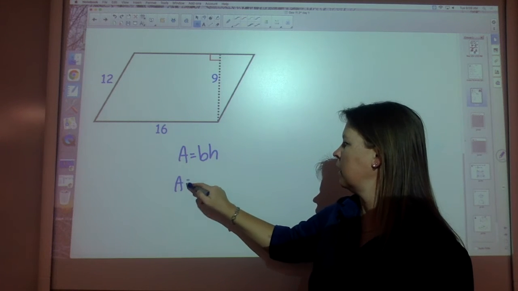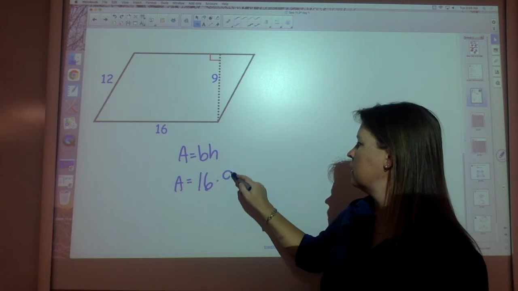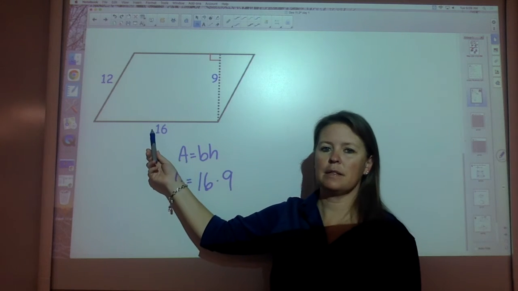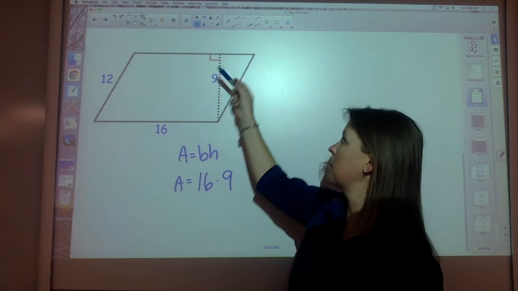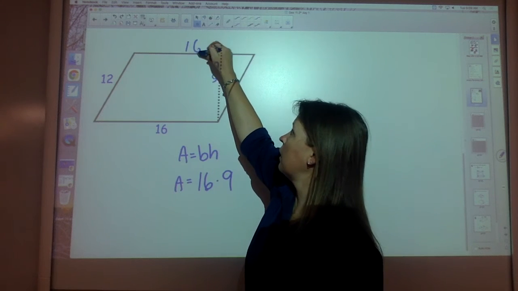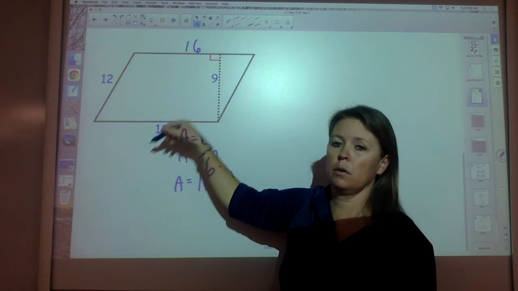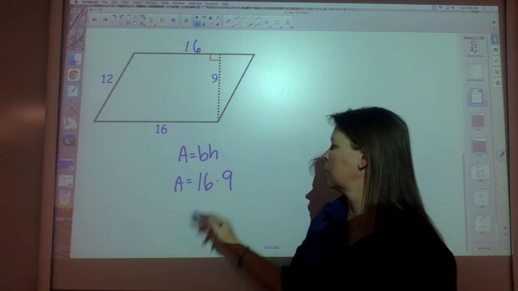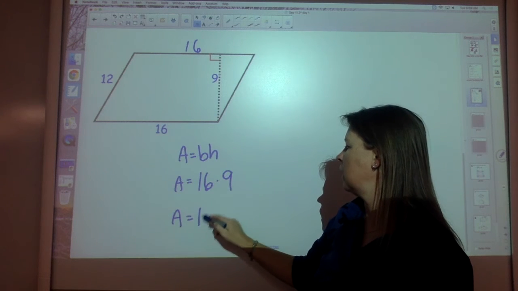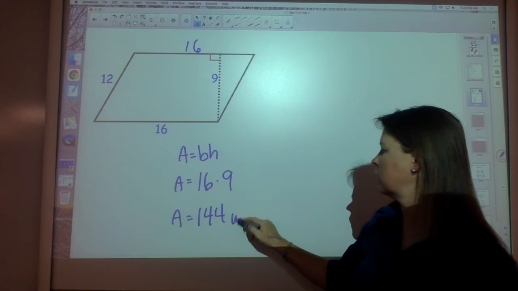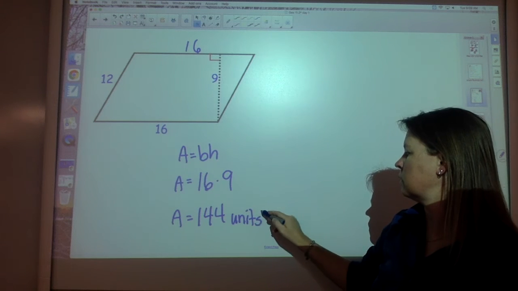You're going to use area equals 16 times 9. And you're thinking, but that's not the base. Is it perpendicular? Well, on a parallelogram, opposite sides are congruent. So you have to know that opposite sides are congruent. 16 times 9 is 144 units squared.